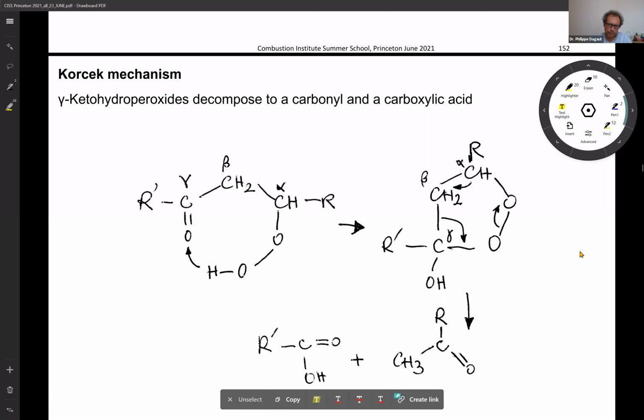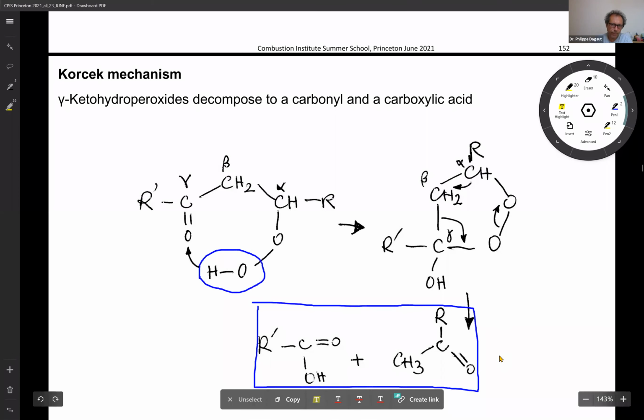What's the effect of this kind of reaction? It will slow down the oxidation of the fuel, because you have this ketohydroperoxide, which could decompose and produce OH. But here, through this process, you have the formation of two stable species, an acid and a ketone. So the reaction will slow down overall.